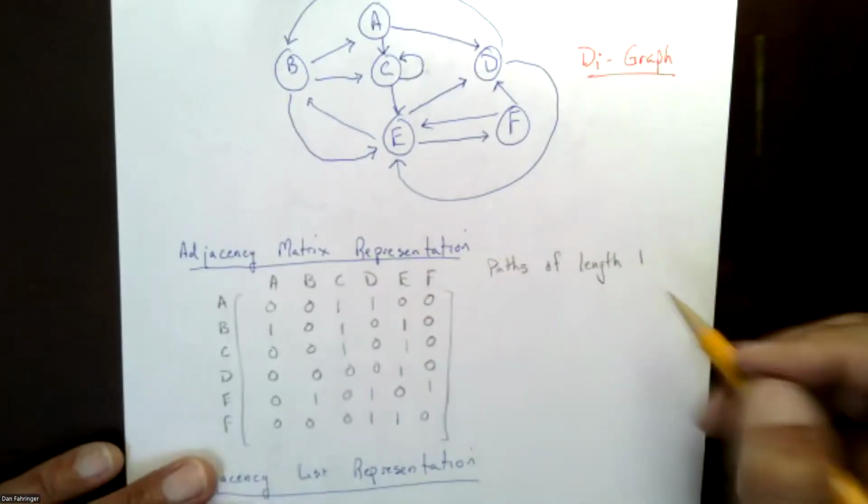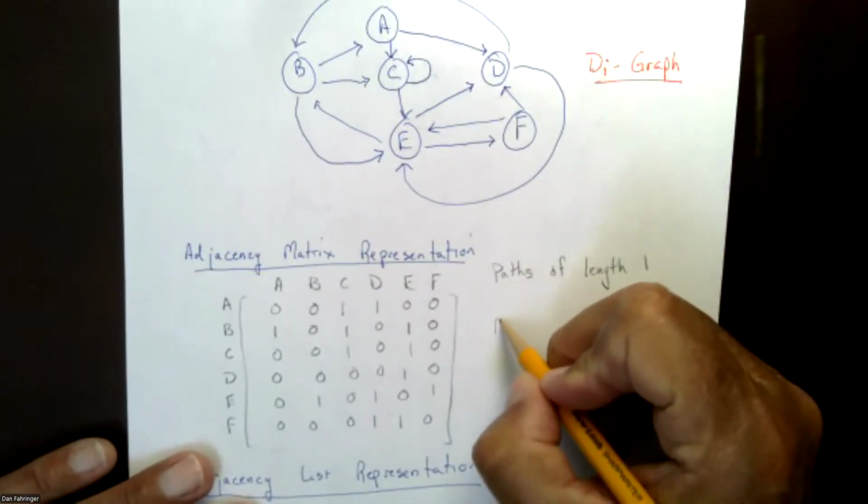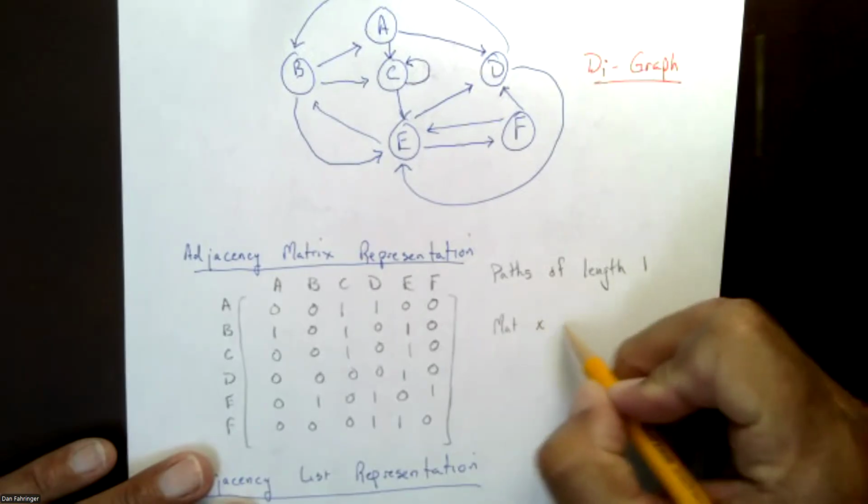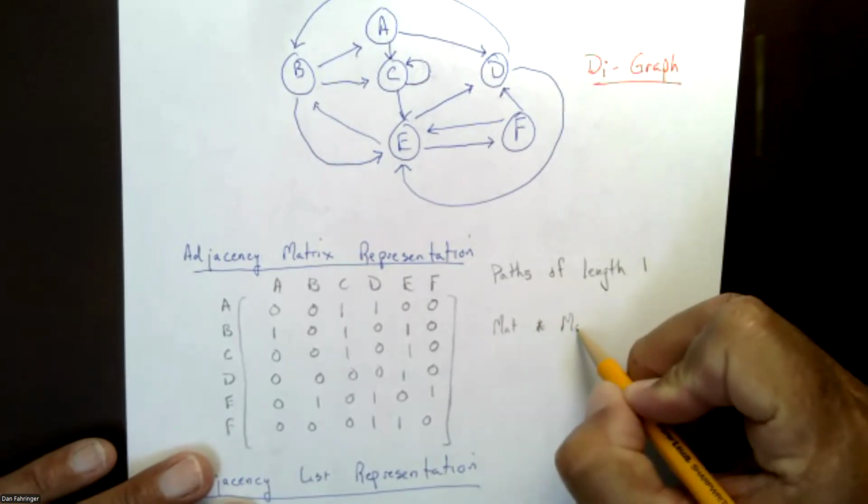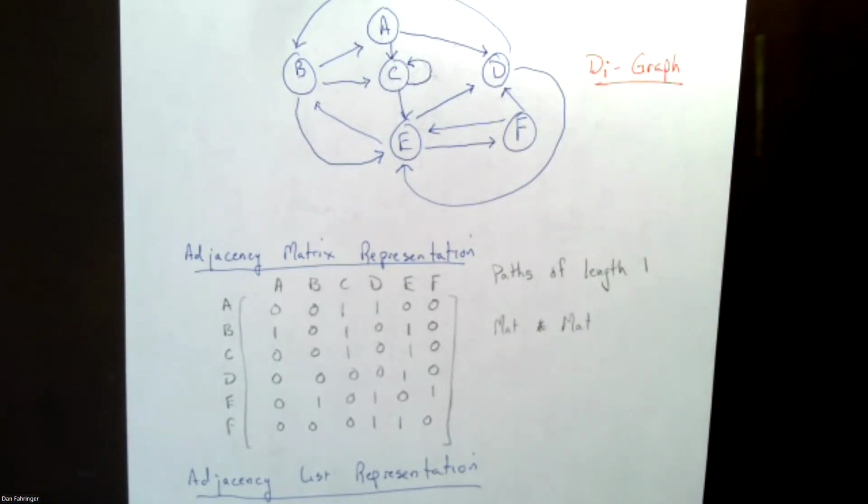Now, if I multiplied it by itself, right? If I took the matrix and multiplied it by the matrix, what would I have? What would my representation be? It would be the same size, A through F, A through F. But what would that give me?